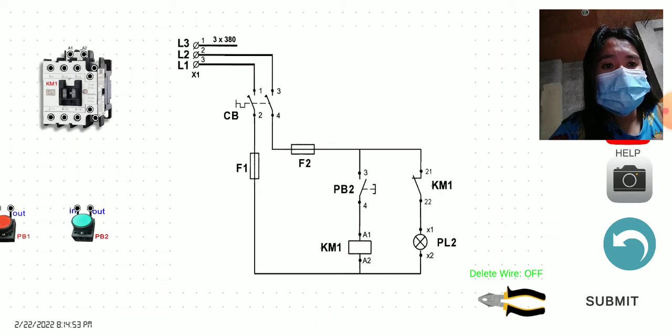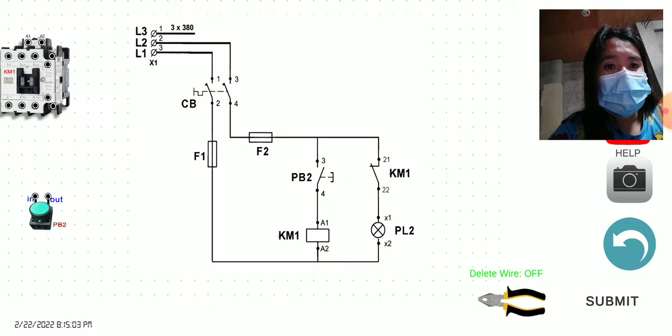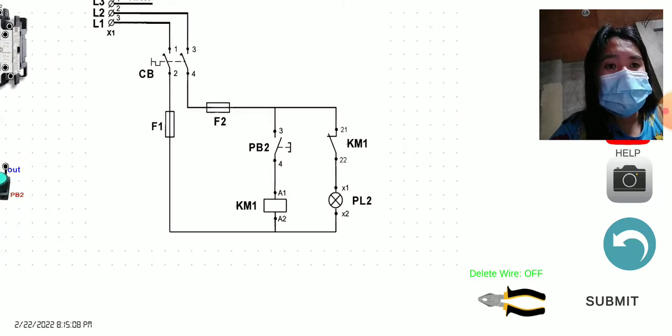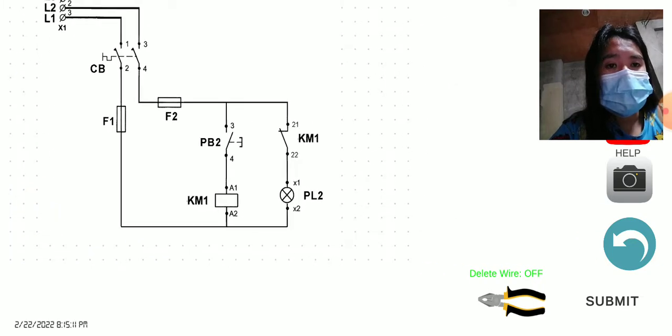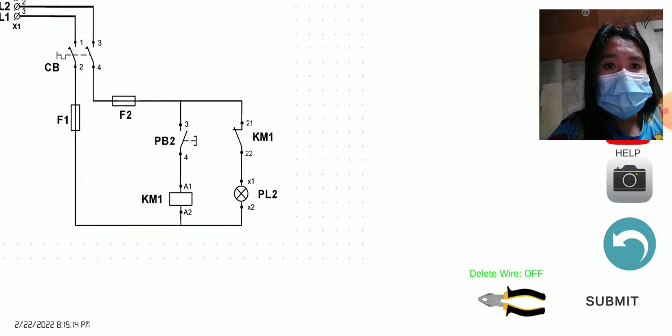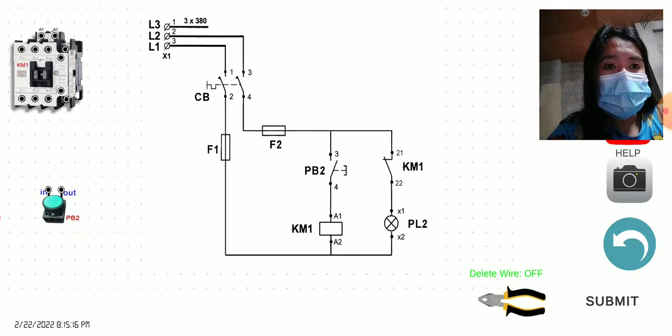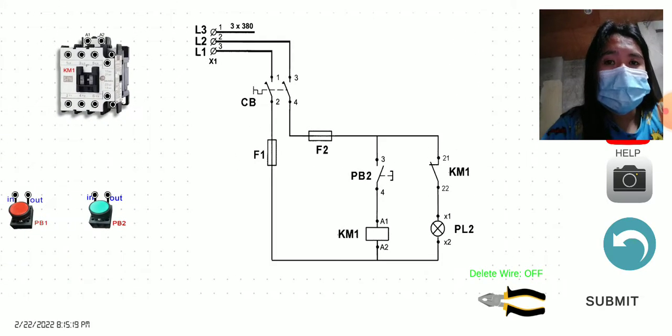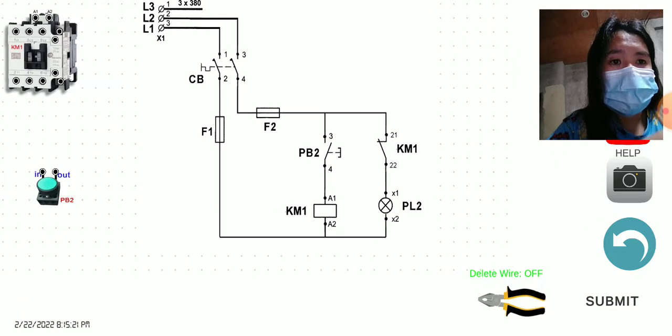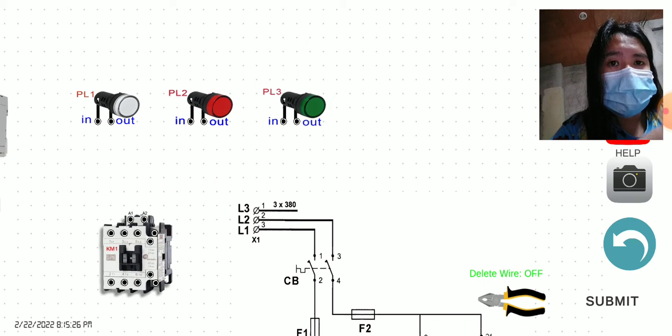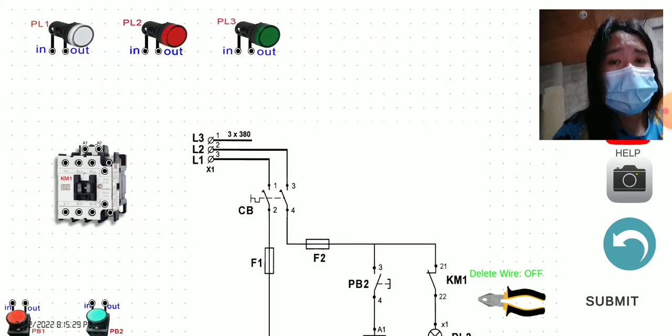And then we have also here our normally open push button, push button 2. And then the KM1 and the coil. So we have here our KM1 also, then the other line that represents the 21 and 22. That is our KM1 for the normally closed contact. So we have our PL2, X1 and X2, and the red one is the input and output.